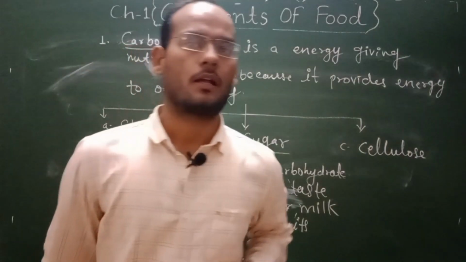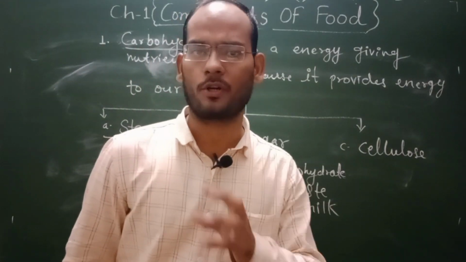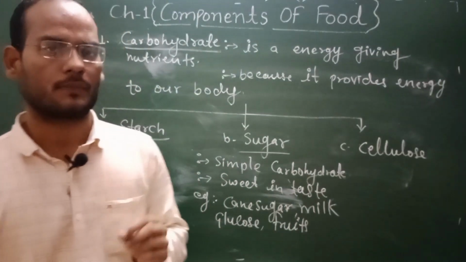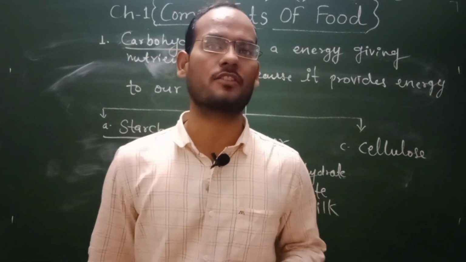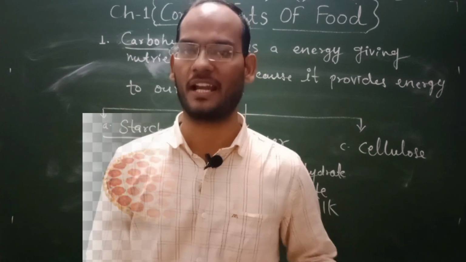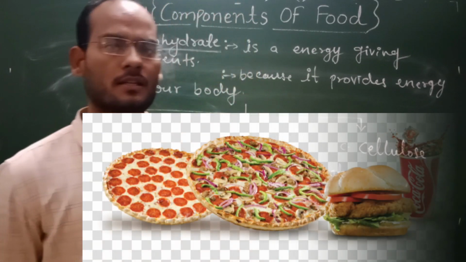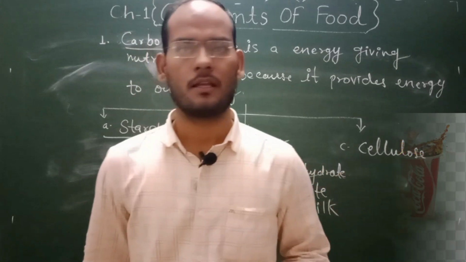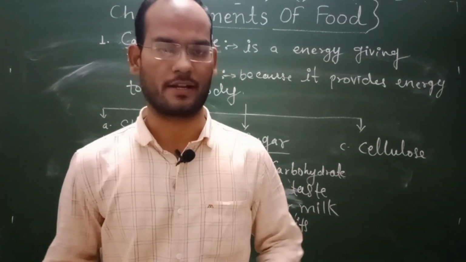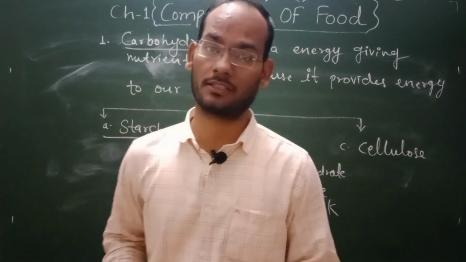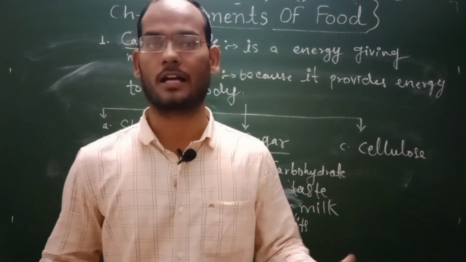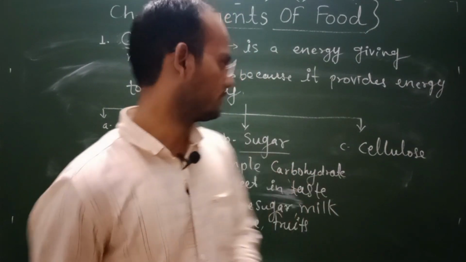Now I will tell you one more important point. Many processed foods like bread, pizza, burger, jams, jellies are rich in carbohydrate. Clear? Now coming to the next type of carbohydrate, cellulose.